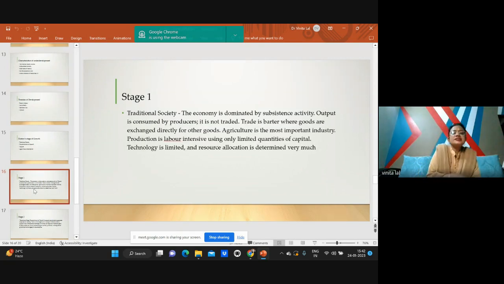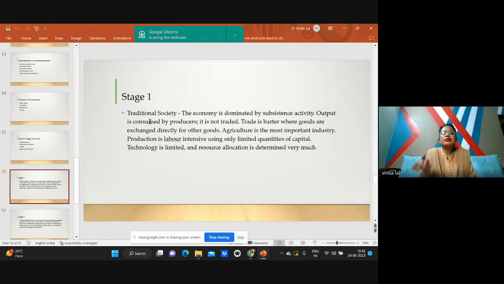We have some stages in rural development: traditional society, precondition for takeoff, and age of mass consumption. First is traditional society. Traditional society is dominated by subsistence activity. Output is consumed by the producer. It is not traded.